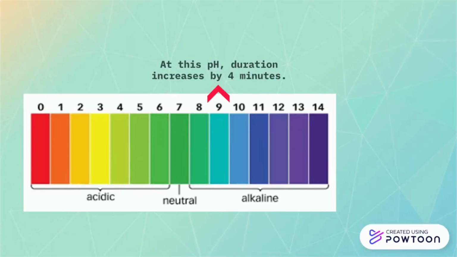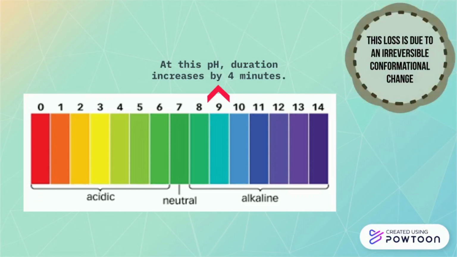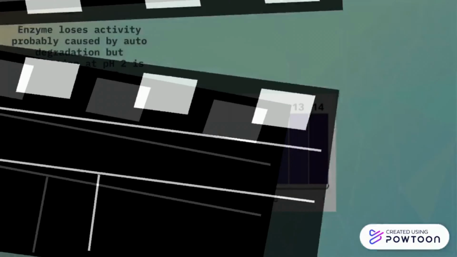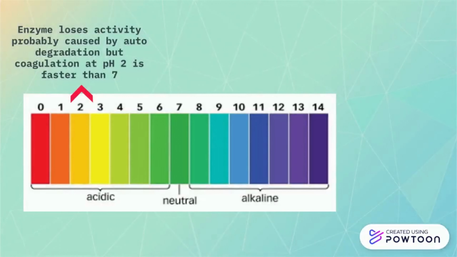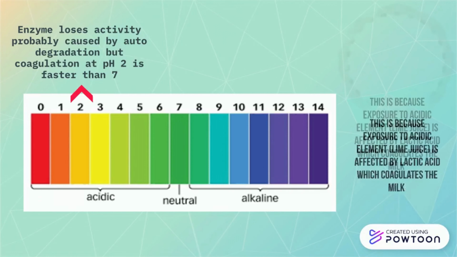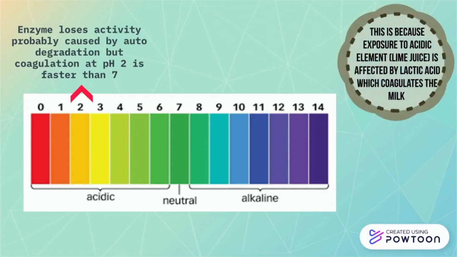At alkaline pH values, such as pH 9, the duration increases to 4 minutes. This loss is due to an irreversible conformational change. Under acidic conditions, such as at pH 2, the enzyme loses its activity rapidly, probably caused by auto-degradation. However, results show that coagulation at pH 2 is even faster than at pH 7.